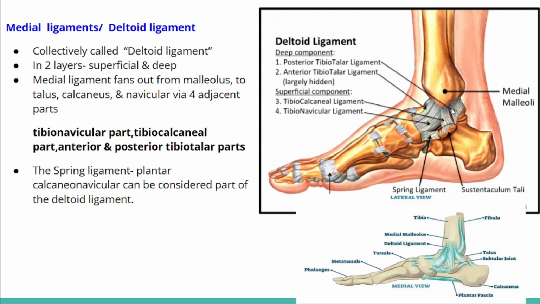Then we'll discuss what is the medial ligament or the deltoid ligament. It consists of several parts as well, but they are arranged in two layers, superficial layer and the deep layer. These bands fan out from the medial malleolus to the adjacent bones, talus, calcaneus and navicular via four different parts. We can identify them as tibionavicular between the tibia and the navicular bone. This is the tibionavicular part, and the tibiocalcaneal from the medial malleolus to the calcaneus, and the anterior and posterior tibiotalar ligament from the tibia to the talus.